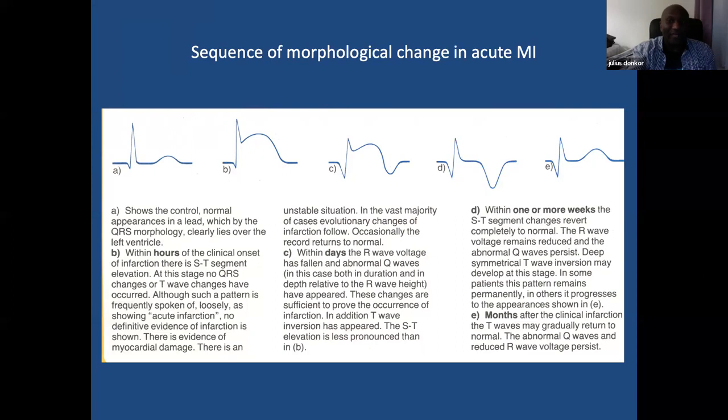And we spoke about LV aneurysm last week as well, how if it's an anterior MI, if it's an aneurysm, you can get Q waves already there with some slight ST elevation, which some people might misdiagnose as MI. But that's clearly LV aneurysm. You can compare what it was before, and you can tell. We spoke about that last week. So this is really a summary of the morphological changes that happen with acute MI.